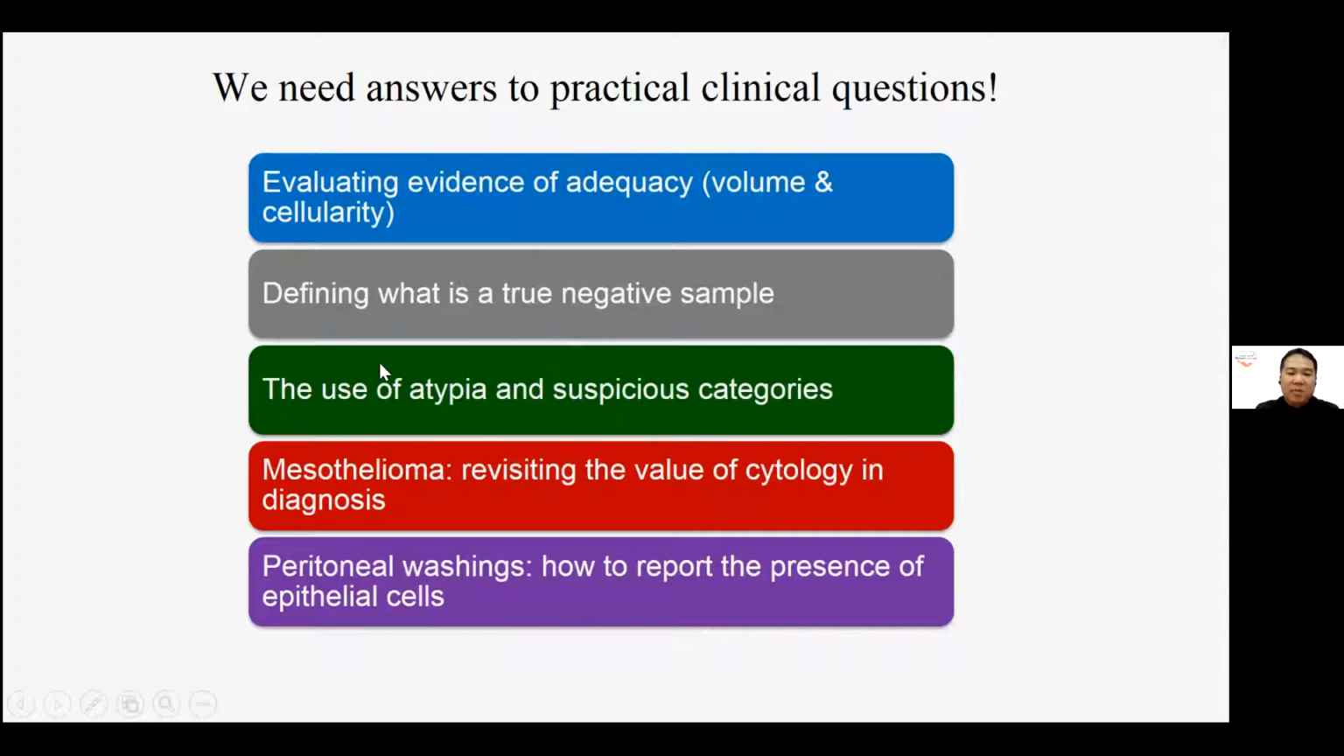And the use of atypia and suspicious: they are borderline diagnoses, and we should divide them more strictly, more seriously. Then we will discuss mesothelioma. About the terminology of mesothelioma, in this reporting system we totally recruit it into positive for malignancy, primary. Peritoneal washing also needs further discussion in this book, but in today's talk we will not mention peritoneal washing too much.